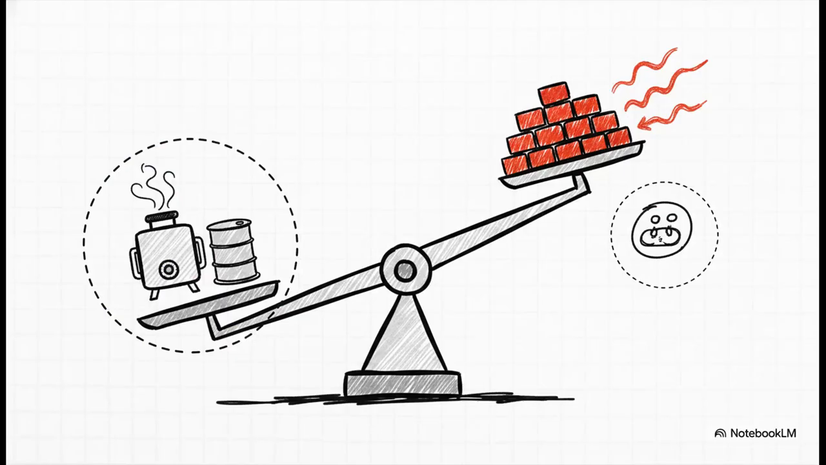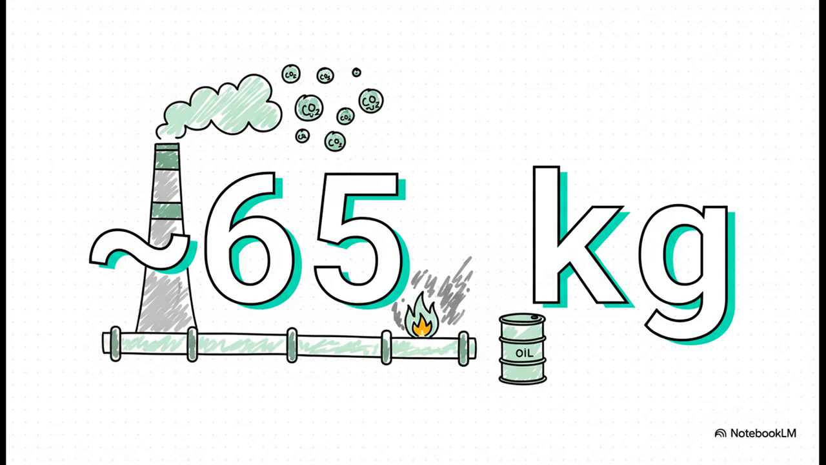And to make up for that lost heat, what do you have to do? You have to burn more fuel. So we take our required heat of 1.11 gigajoules and we divide it by that 85% efficiency. And the result? The facility has to actually burn 1.31 gigajoules worth of natural gas for every single barrel of oil it produces. And burning natural gas, as we know, creates carbon dioxide.